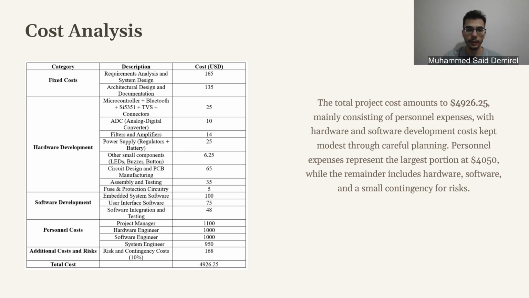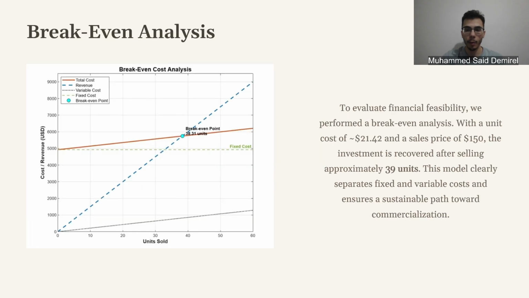And for cost analysis, here you can see our total cost. By using affordable components and efficient planning, hardware and software expenses stayed low. Also, we ensured quality without overspending. We analyzed how many units we need to sell to cover our costs. We found that selling around 39 units at $150 each covers our costs. This confirms the project is financially viable with a clear break-even point.